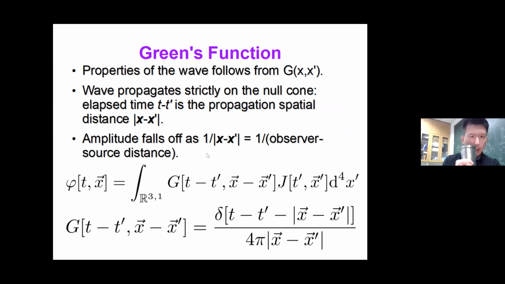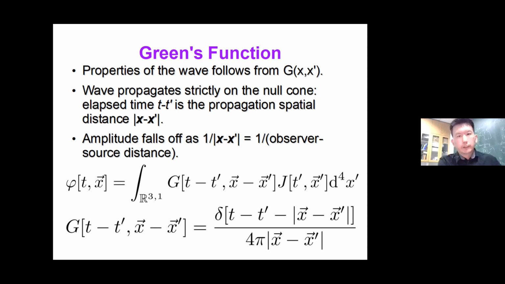And let's see what the actual solution is for in 4 dimensions. What you see here is G, which is now a delta function in the elapsed time. T is the observer time, T prime is the emission time, and x minus x prime is really just how far the observer is away from the source. And this tells you in turn, because the delta function is non-zero only when the argument is 0, that the elapsed time is equal to the distance in units where c is 1.